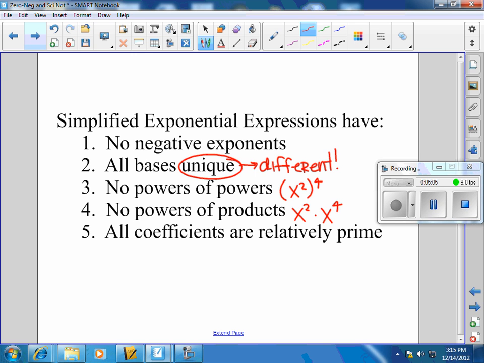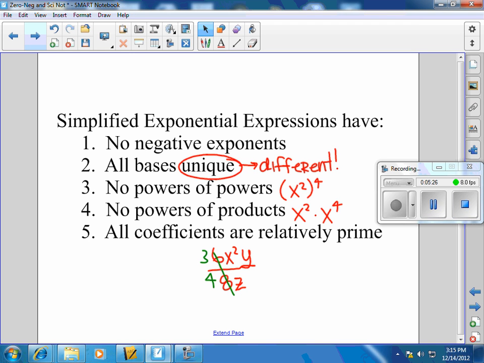We can simplify those. And then all of your coefficients should be relatively prime. So if you have an answer that looks like 6x squared y, all divided by 8z, don't leave the 6 and the 8 unsimplified. Reduce these guys to 3/4. So just because we're dealing with exponents doesn't mean you can just forget about simplifying the actual numbers.